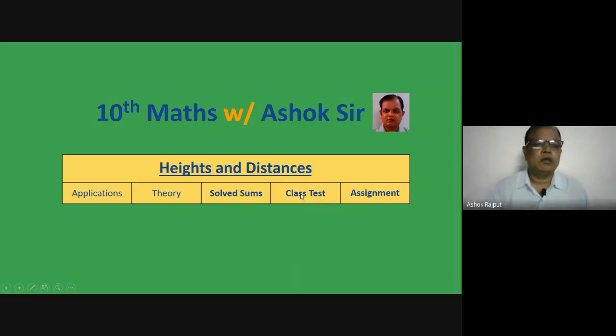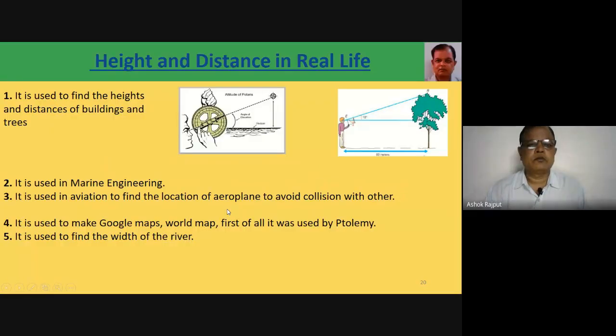Hello students, today I am going to teach you class 10th math, heights and distances, solve sums. After completing this, I will give you a class test assignment, also available on request. Now I am going to start solving sums. These are very simple and solved by an easy method, so you will try to understand.